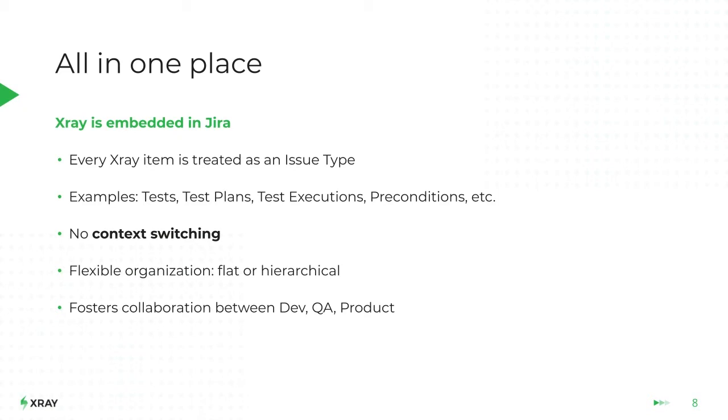So with Xray, everything is in one place, embedded in Jira. Every Xray item is treated as an issue type. Examples of these are tests, test plans, test executions, and preconditions. As I explained a couple of minutes ago, there is no more context switching between a test case management tool and Jira, because everything is in one place. You have flexible organization. You can go to the test repository and have a hierarchical view in which you can see all the folders and subfolders containing different tests for different components, or you can have a flat view that presents the same information with a different approach. Last but not least, Xray fosters collaboration between dev, QA, and product.